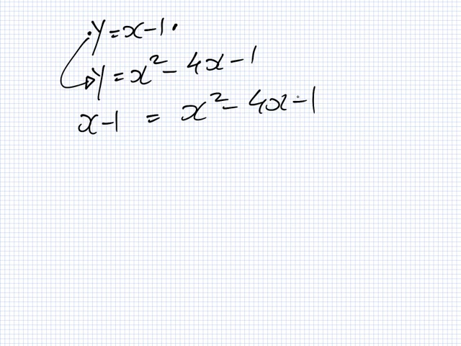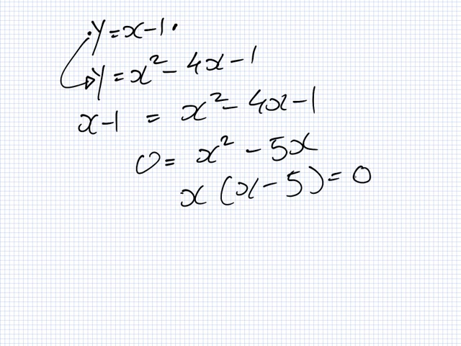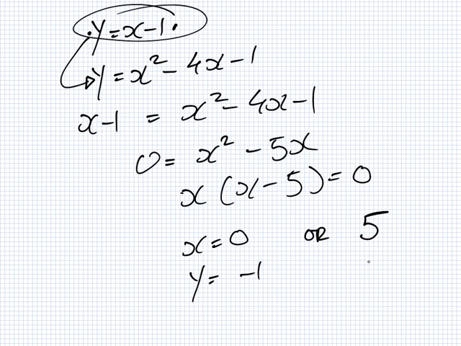Now this problem has become a lot easier, because now it's just a quadratic, because we have now x squared minus 5x. No number at the end. Yeah? So that's x times x minus 5 equals 0. So we have 2 answers, 0 or 5. And then we'll get the 2 y values. If I put 0 in here, minus 1, or 4.